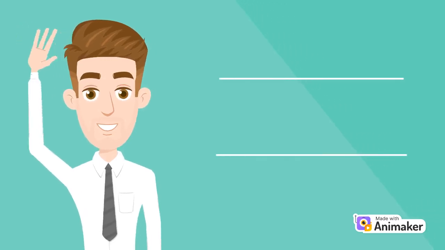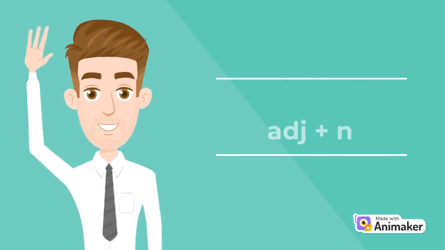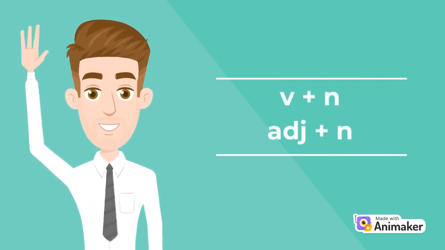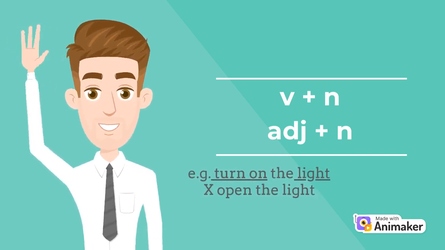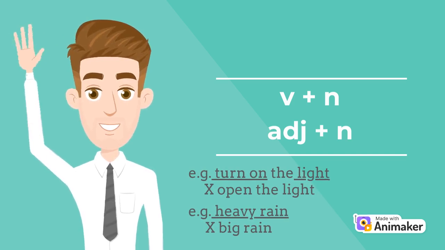Hi everyone, do you wonder why there are specific combinations of verb and noun, or adjective and noun, that are considered correct and others are considered incorrect? For example, it's turn on the light but not open the light, it's heavy rain but not big rain. This cannot be explained by rules. So as a teacher, how can we help our students to learn and produce these combinations?